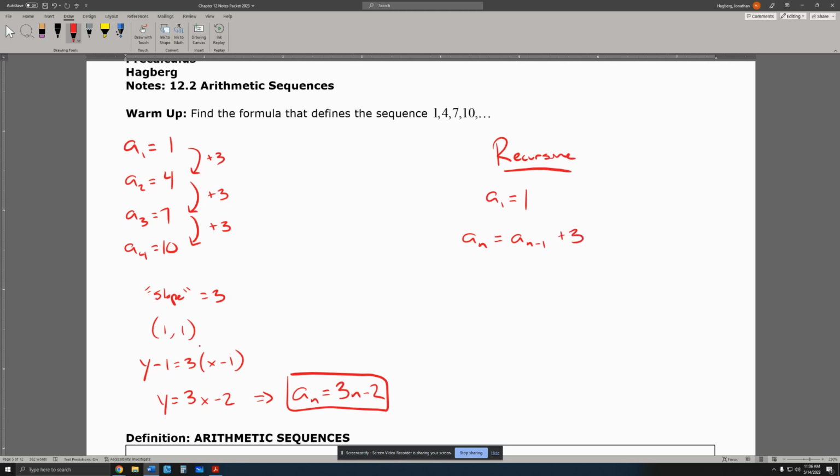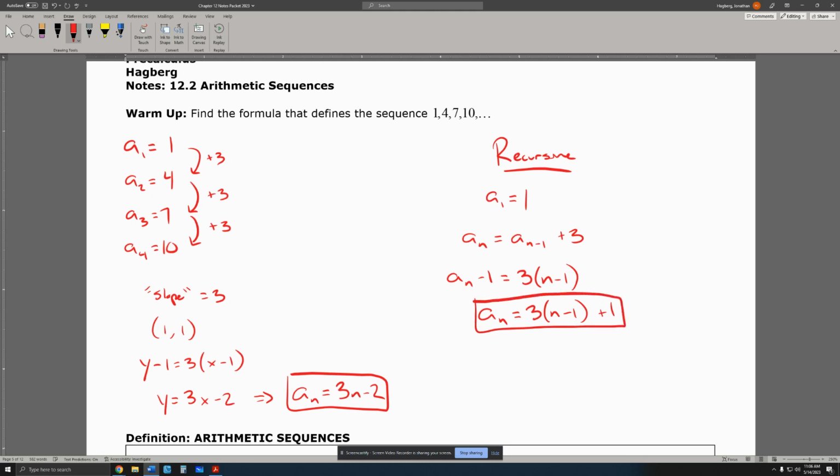Okay? Now, if we wanted to go from the recursive definition to the explicit definition, we could do so. I know that an is our function output and n is our function input. So we get, using point-slope form, an minus 1 is equal to our common difference, 3, times the quantity n minus 1, where n is the number term in the sequence. Okay? So then solving for an, we get an is equal to 3 times the quantity n minus 1, and then plus 1.